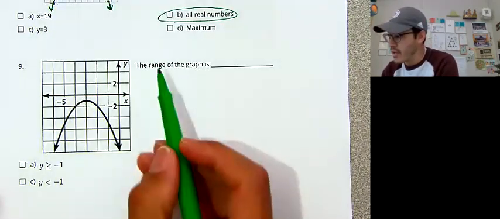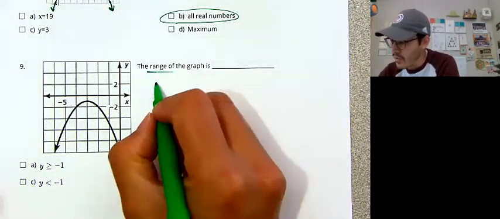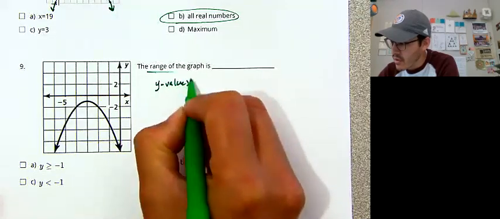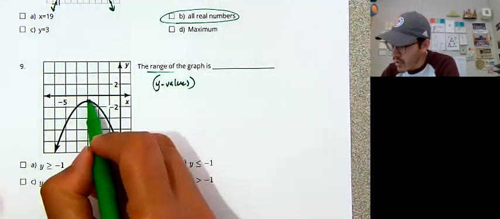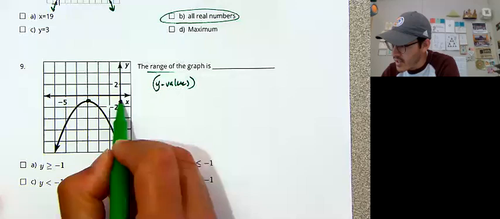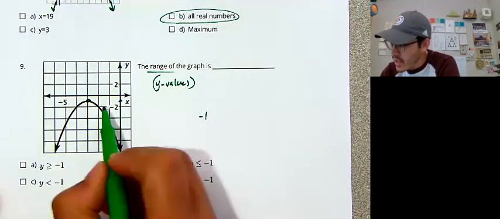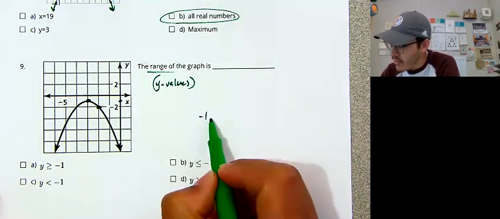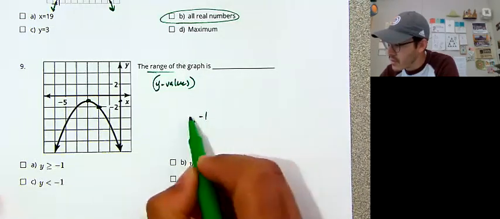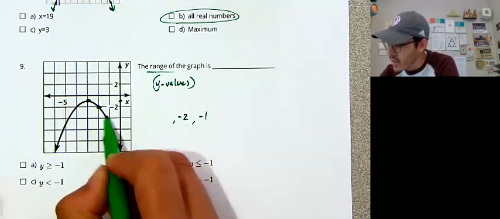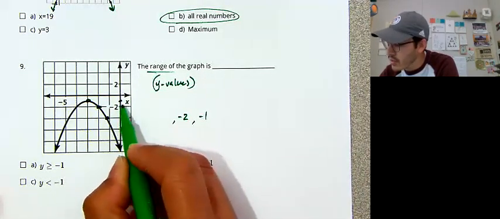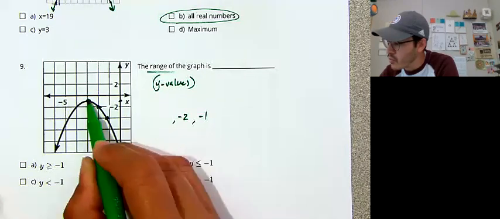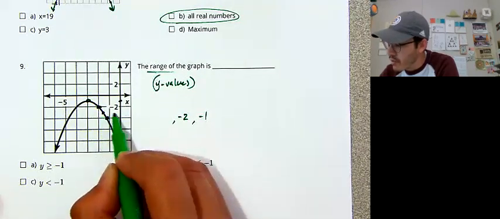Right. 9, so now we turn our attention to the range, and the range refers to the y values on the graph. So let's just start making a list, right? I'll look at this point right here, which I can see has a y value of -1. And then this point here has a y value of -2. And then that point has a y value of -3.